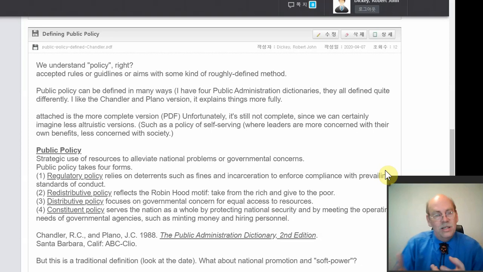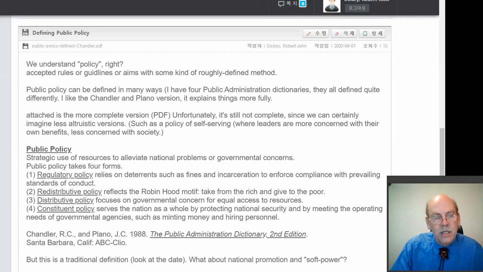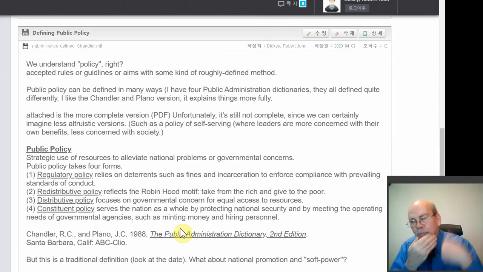We have different ideas. Constituent policy serves the nation as a whole, or the city as a whole, if we look at cities, by protecting national security and by meeting the operating needs of government agencies. For example, we need to make money. We mint it, we print it, or we hire another company to do it for us. And we hire workers in government to do government work. All right? This definition is quite traditional.